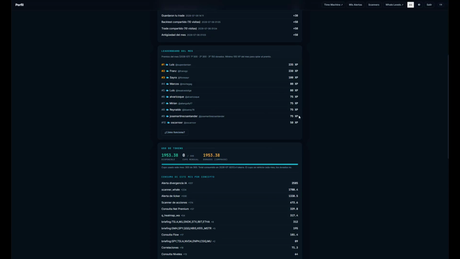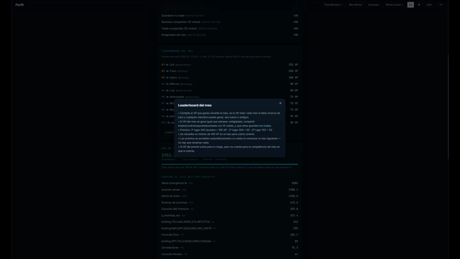Each one with their experience points. So how do you earn those points? By sharing your positions, giving likes, and basically using the tool, you earn tokens and level up. As you level up, you get free tokens every month.